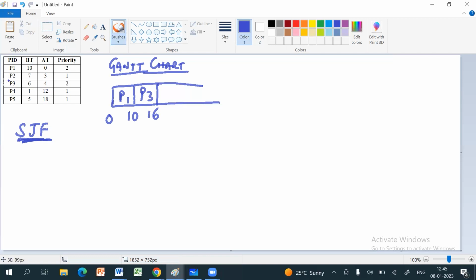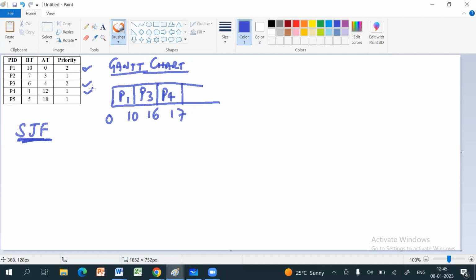Now among P2 and P4, obviously P1 has completed, P3 has completed, but we are left with P2 and P4 in the wait queue right now. Among P2 and P4, P4 has a better burst time or a shorter burst time, shortest job first, right? So P4 will be given a chance to execute here. And that will continue for only 1 unit of time because of the burst time there. So it will stop at 17. Now, mind you, P5 has not yet arrived because arrival time is 18.